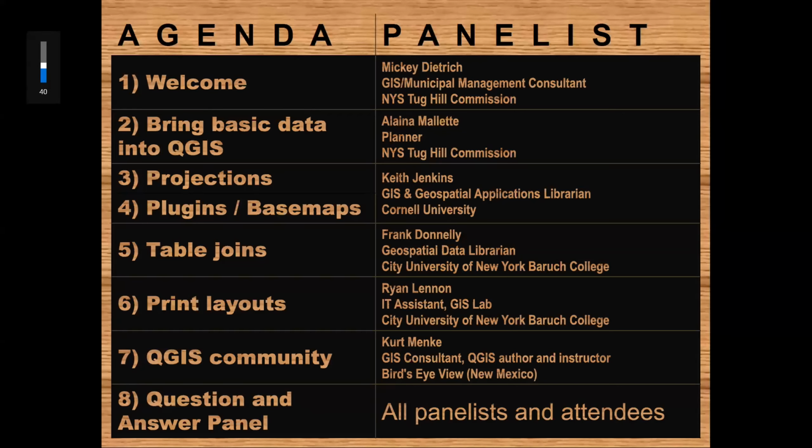This past year, a group of us from different organizations across New York State got together to put on a QGIS conference here in New York. Our original group consisted of Keith Jenkins from Cornell University, Elena Millette from the New York State Tug Hill Commission, Frank Donnelly from City University of New York, Rutgers College, and myself. Unfortunately, we had to cancel that conference given the COVID-19 situation, which we hope all of you are safe and healthy. In the meantime, we were getting questions from people on how to do certain things in QGIS. As some have had to work from home, we decided to go ahead and put together this training webinar to hopefully help answer some of those questions.